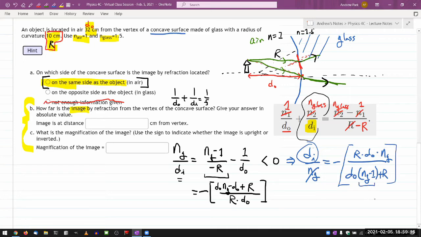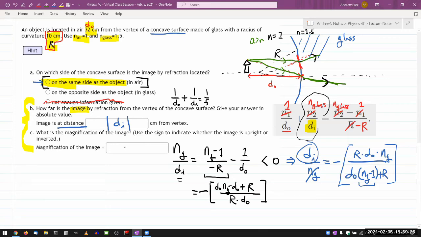You know, this is 0.5. So when you finish plugging in the numbers, you should get a negative answer. Since the question is asking about distance, you should give the positive of that negative answer. The negative sign tells you that it's on the same side as the object.